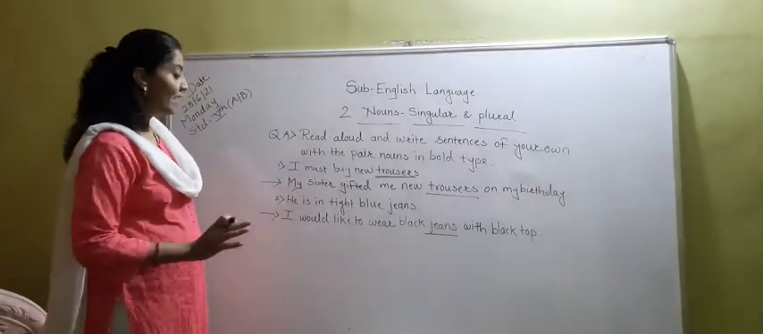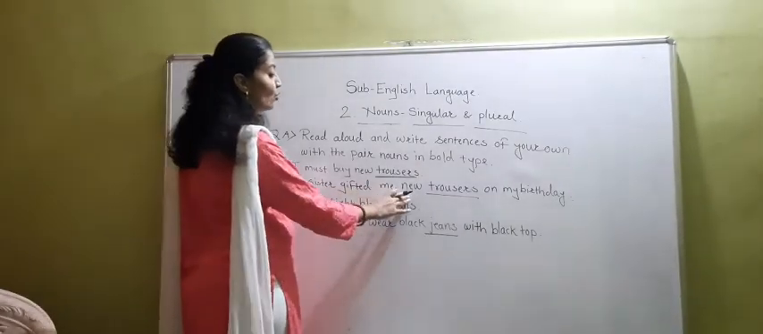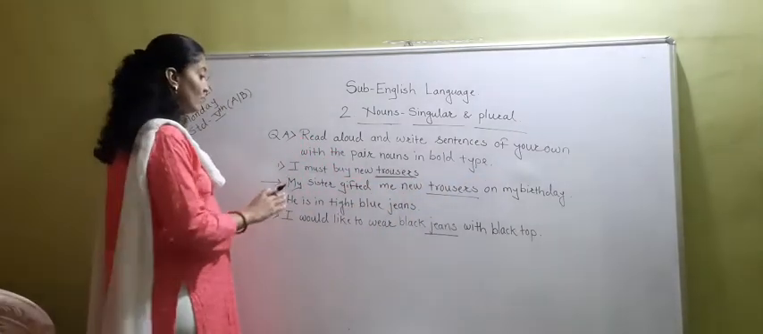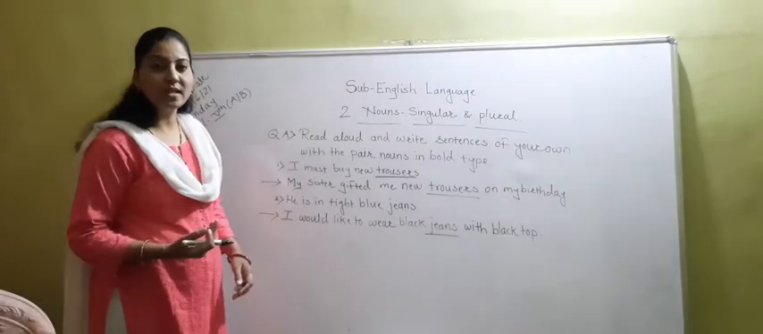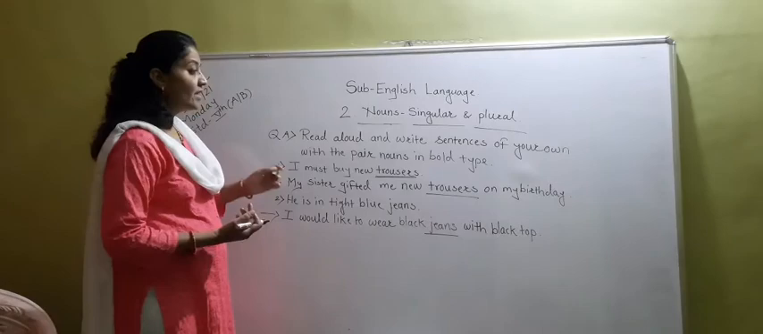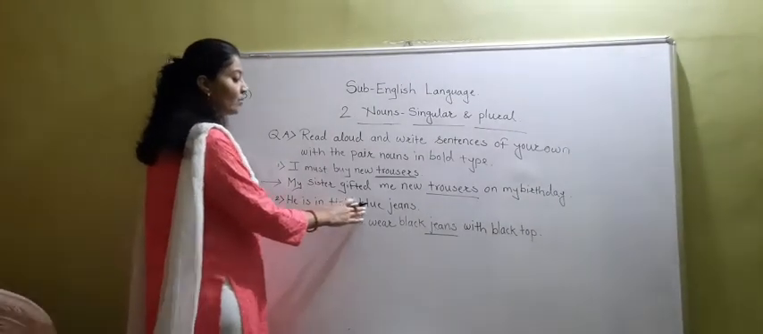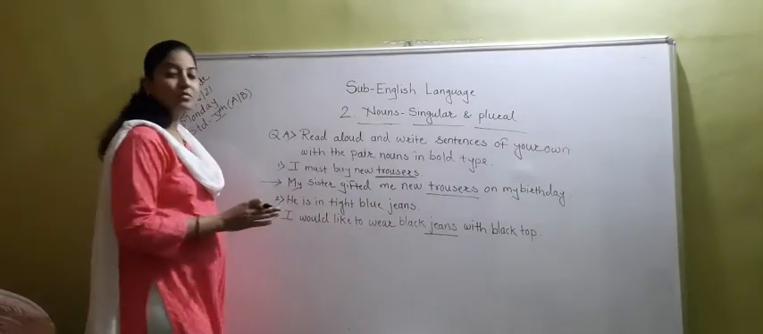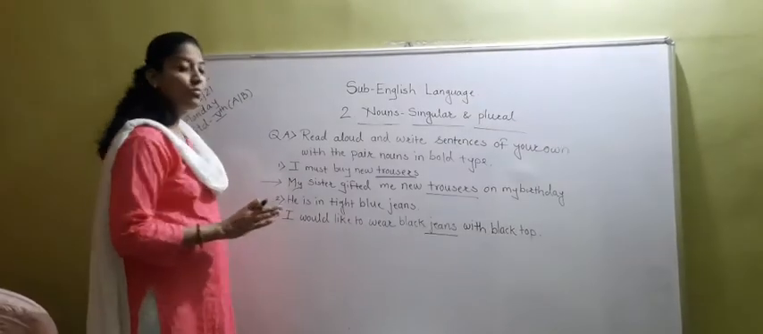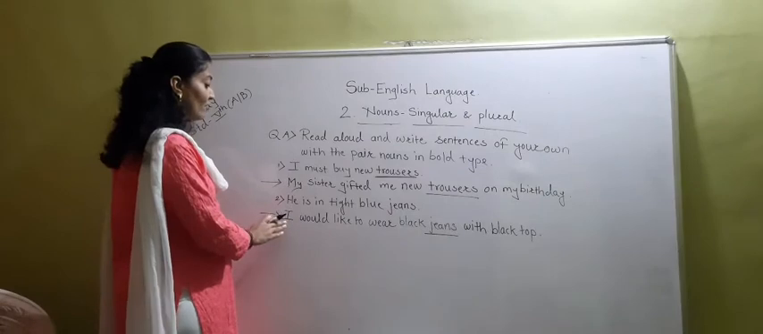For example, I have written here, my sister gifted me new trousers on my birthday. So, like this you can form your own sentences using the pair nouns given in bold type. Now see the second one. He is in tight blue jeans. मतलब उसने क्या पहना है? टाइट ब्लू जीन्स उसने पहनी है या तो वो टाइट ब्लू जीन्स में आया है. Now see, I have formed the sentence.